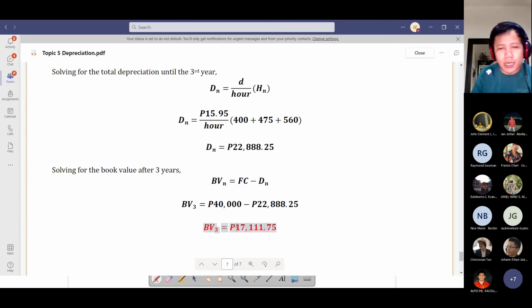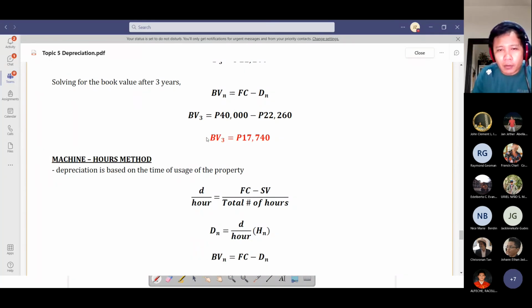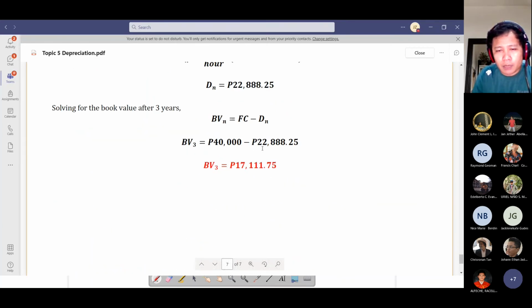So as you can see here, different methods but the same problem, but different answers. The service output method gives 17,740. The machine hours method gives 17,111. So the remaining value is a bit higher using the service output method. But they are both close to about 17,000. Again, even if they are different methods, they should not have the same answer. They should have different answers.